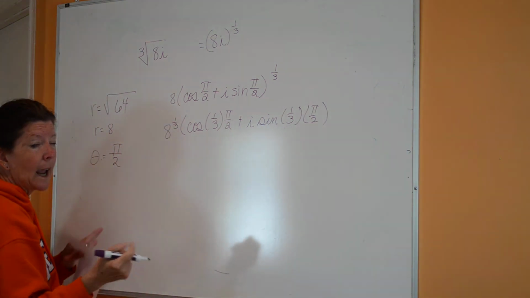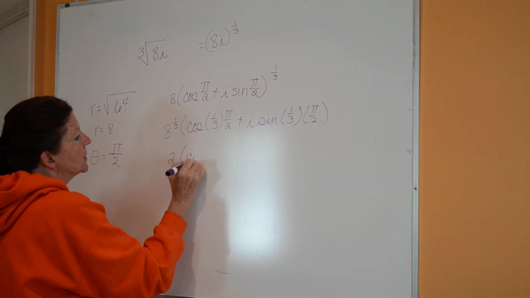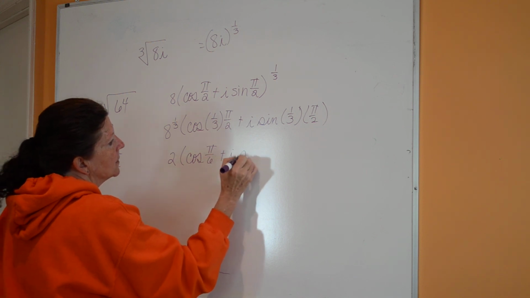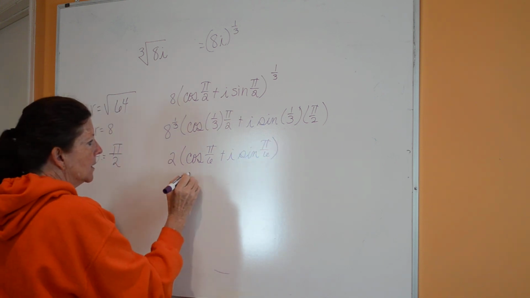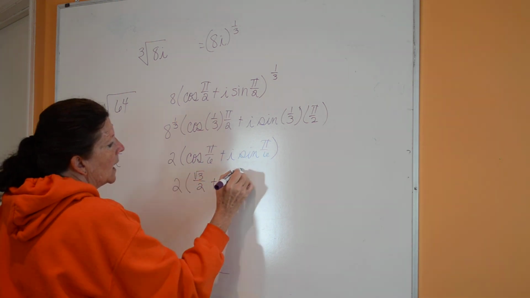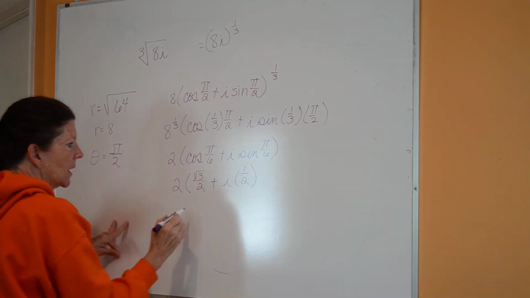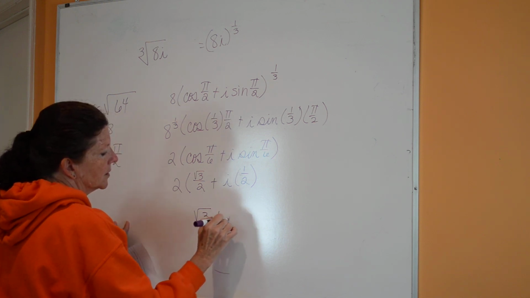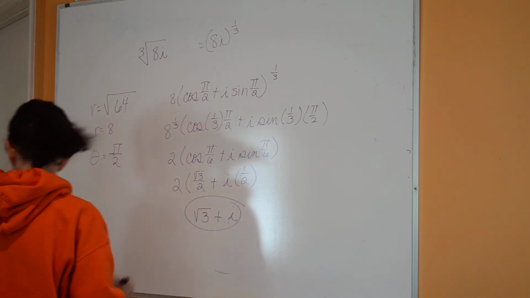So the 8 to the 1/3 power is the same as 2 because it's the cube root of 8, times the cosine at pi over 6 plus i times the sine of pi over 6. So I have 2 times the cosine at pi over 6, which is the square root of 3 over 2. The sine at pi over 6 is positive 1/2. So when I multiply here, I'm going to get the square root of 3 plus just simply i, because it's going to be 2 over 2. And that is going to be my final answer.